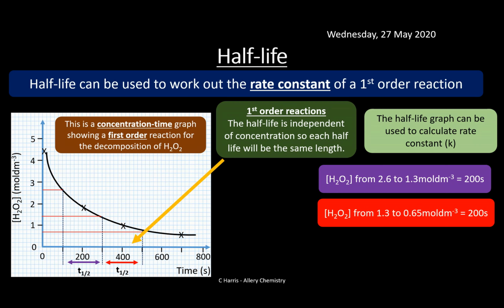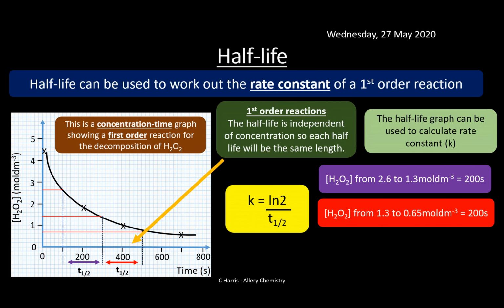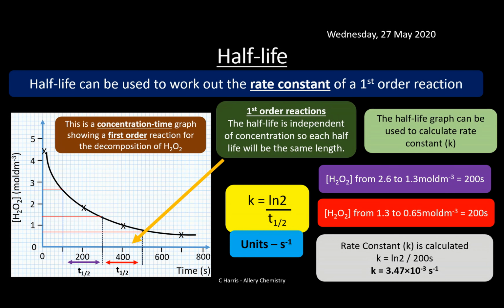To work out the rate constant from this graph, k is ln2, the natural log of 2, divided by t1/2. Remember, t1/2 is your half-life. The units for this are s to the minus 1. So we're going to use the information in this graph to work out the rate constant, k. k equals ln2 divided by 200 seconds, because that is our half-life in this example, and then we get a value of k of 3.47 times 10 to the minus 3 s to the minus 1.